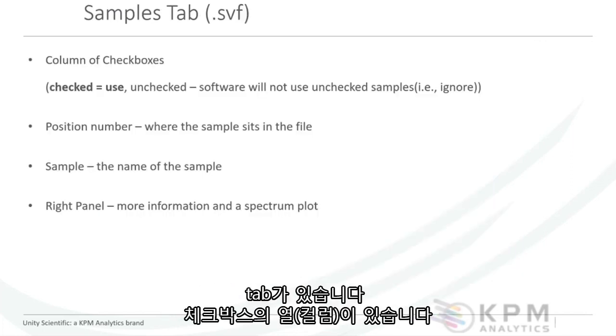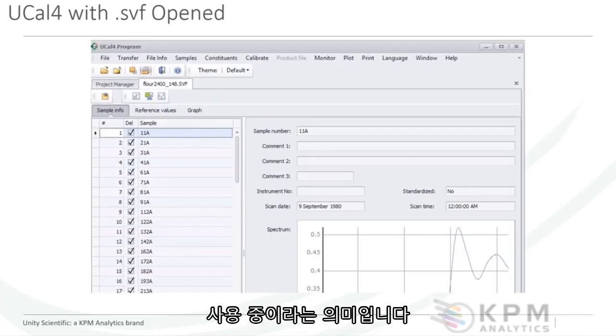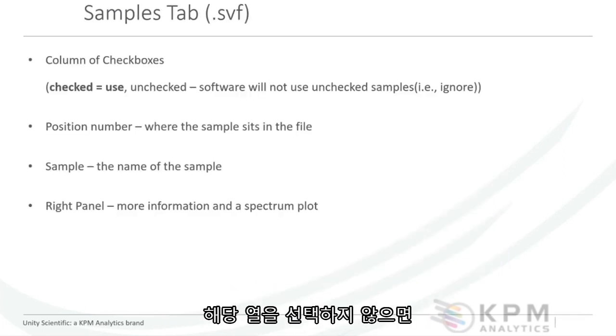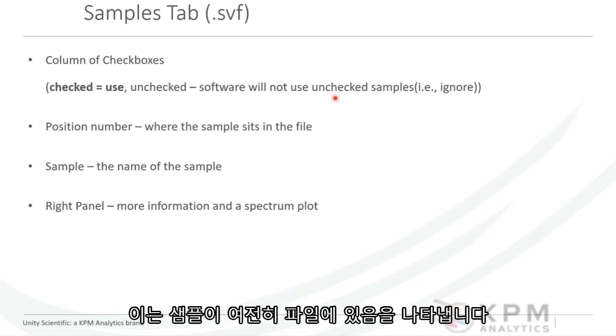There's a tab in there. It's got a column of checkboxes. Please note that if there's a checkbox in this column, it means that it is in use or active. So all of these samples right now are showing that they're in use and active. If that column is unchecked, almost all functions in UCal4 will ignore that sample.